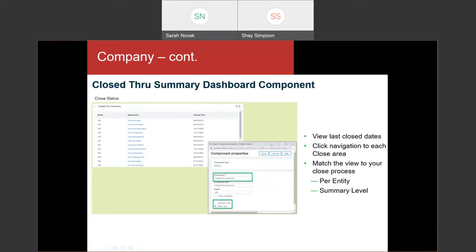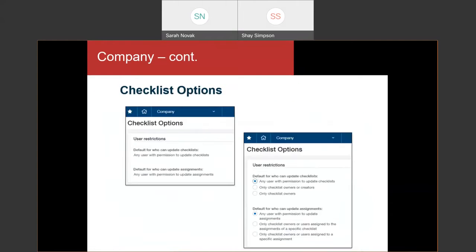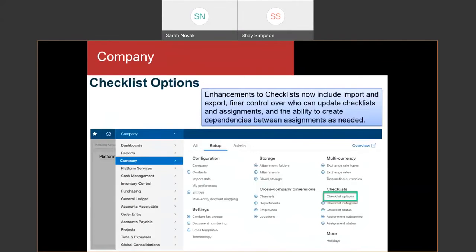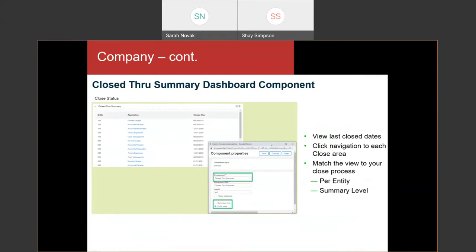Right. And I can actually go back to that slide while we're waiting on this, and it is under company, setup, and then checklist. So once you update your permissions, you should be able to see that. Perfect. Thank you. Absolutely.